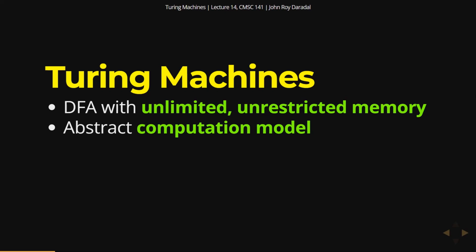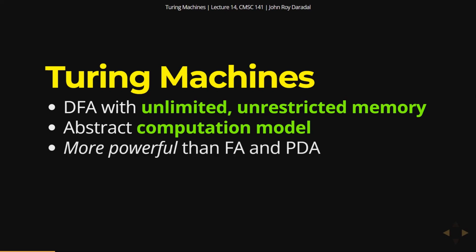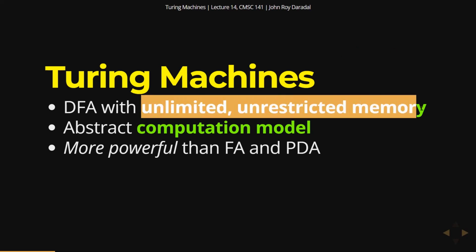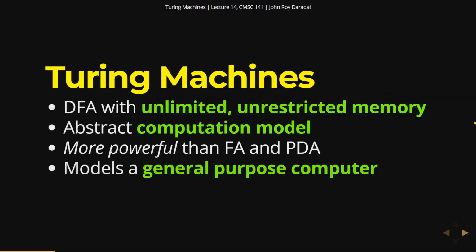It's not for practical use. But it is more powerful than your finite automata and PDA, due largely to this part, that it has an unlimited and unrestricted memory. In general, it models a general purpose computer. So whatever a computer can do, theoretically, a Turing machine can also do it.